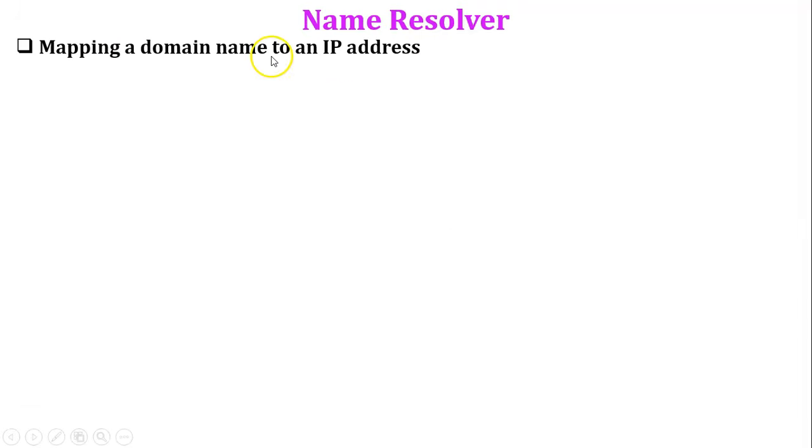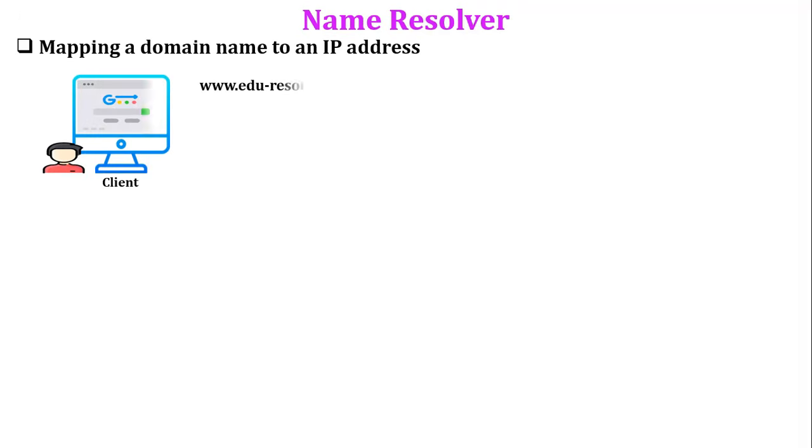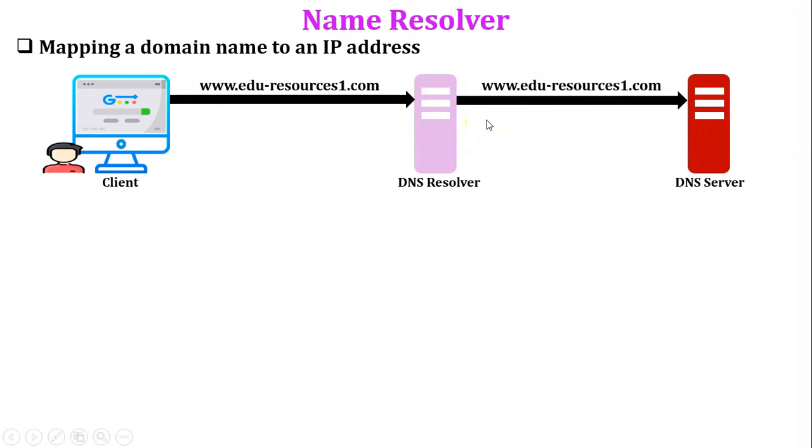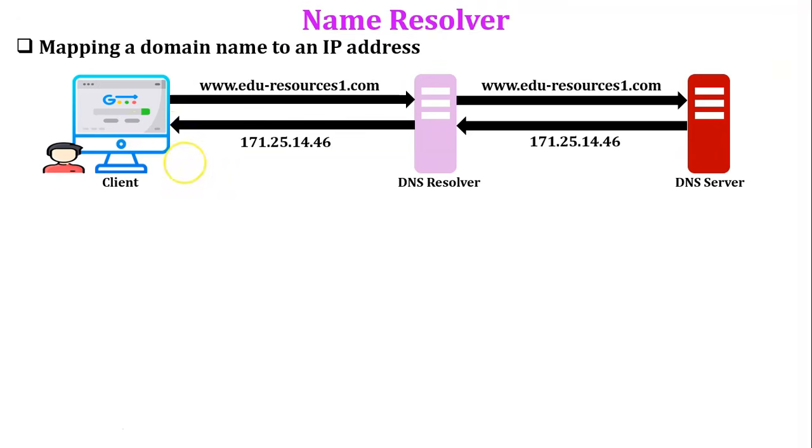The first type is mapping a domain name to an IP address. Let us take one example to understand it. For example, a user wants to access a website. The website URL is www.eduresources1.com. The client browser passes this URL to the DNS resolver. The DNS resolver passes this URL to the DNS server. The DNS server maps this URL to the IP address of that web server and passes that IP address to the DNS resolver. Then the DNS resolver passes this IP address to the user's browser. So now the user's browser accesses that website through that IP address.